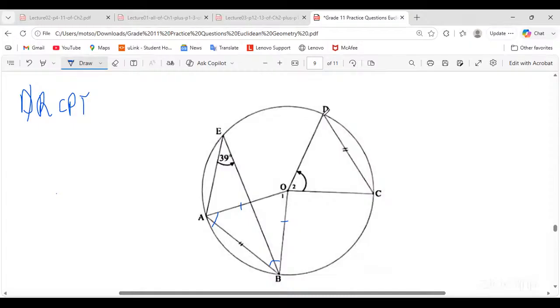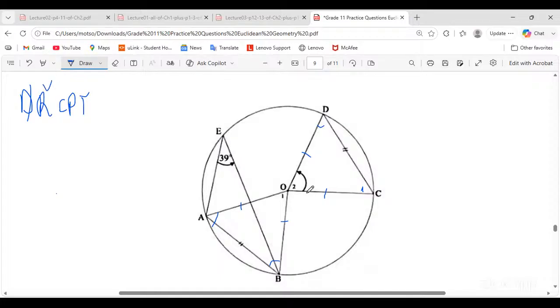We are also having OD as the radius, OC as the radius. Therefore, OD here is equal to OC. Now, that forces this angle to be equal to that angle, angles opposite equal sides, or base angles of an isosceles triangle. Then we don't have a tangent, therefore we cannot have that theorem that says a radius is perpendicular to the tangent. Now we are done with the R.